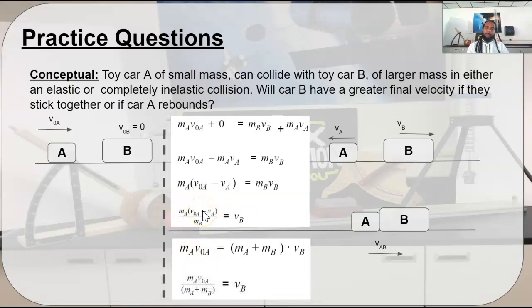multiplied by a value of A divided by MB. On the expression below, we have the same mass of A multiplied by only the initial velocity, so it's multiplied by a smaller velocity, divided by the combined mass. So for the top case, for the elastic collision, when it rebounds, we have a larger numerator and a smaller denominator. Therefore, VB is definitely going to be larger when it rebounds.